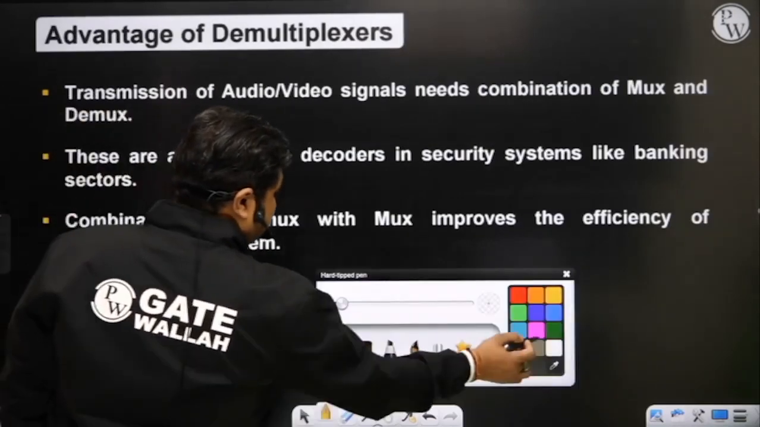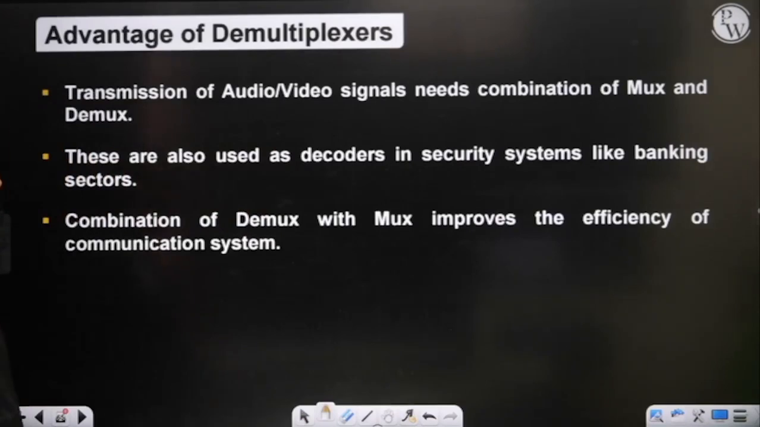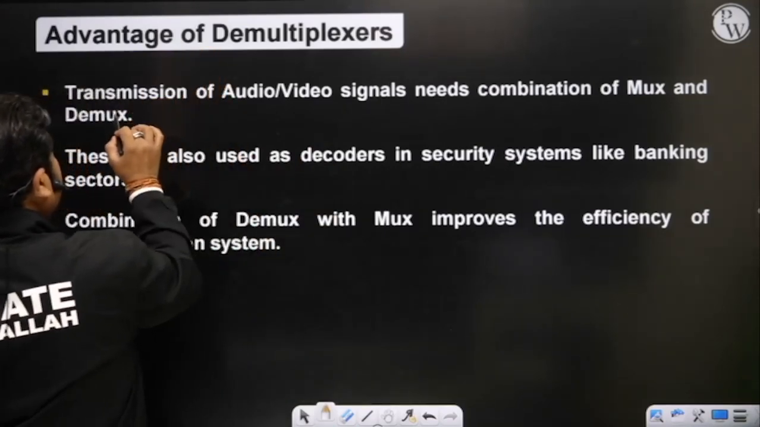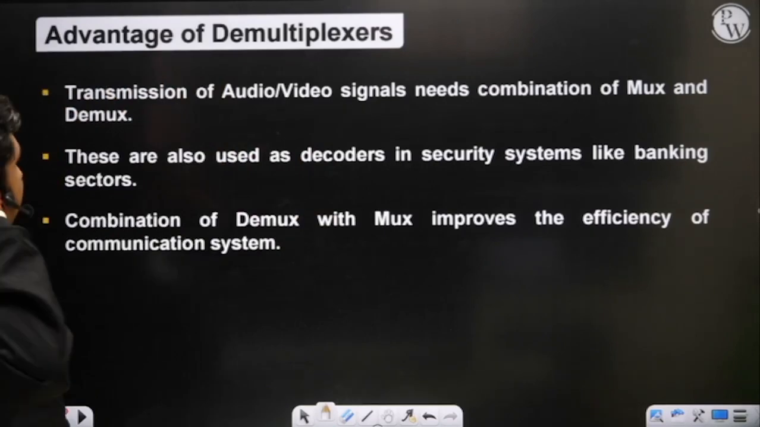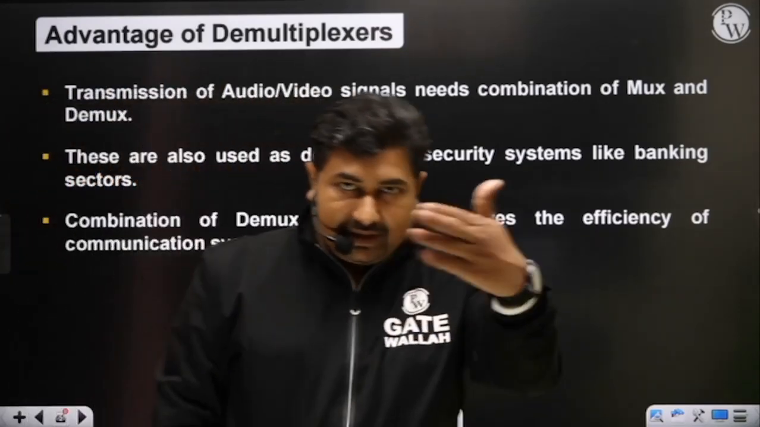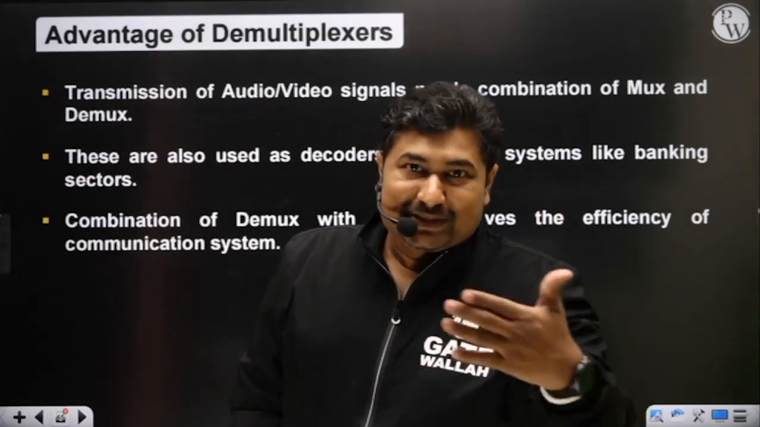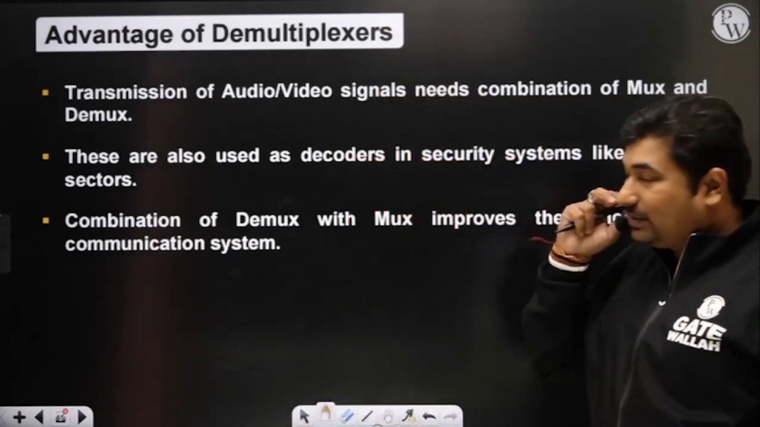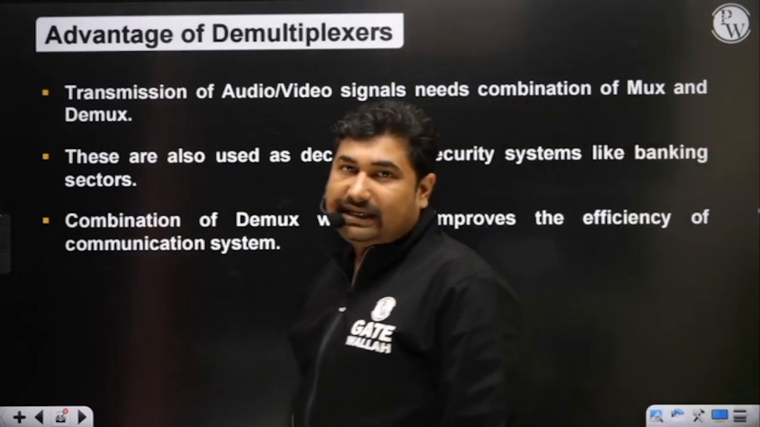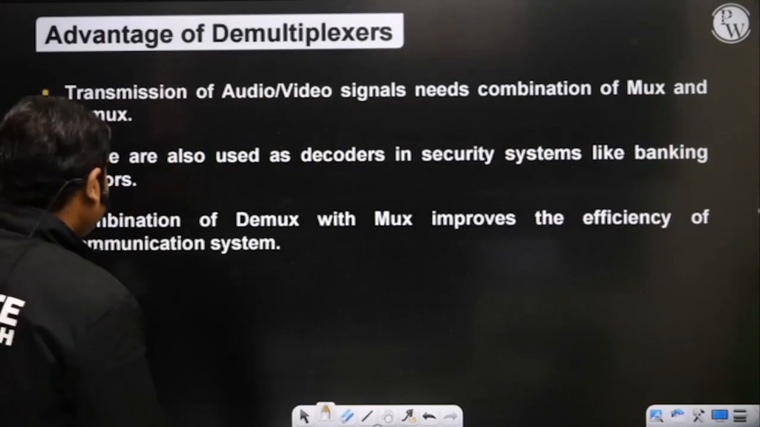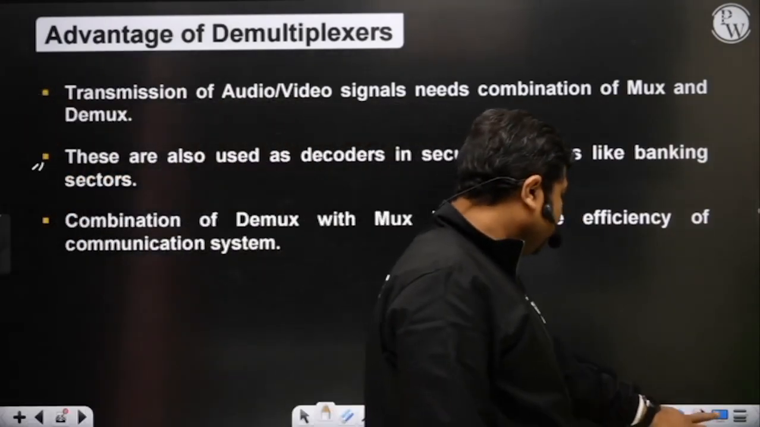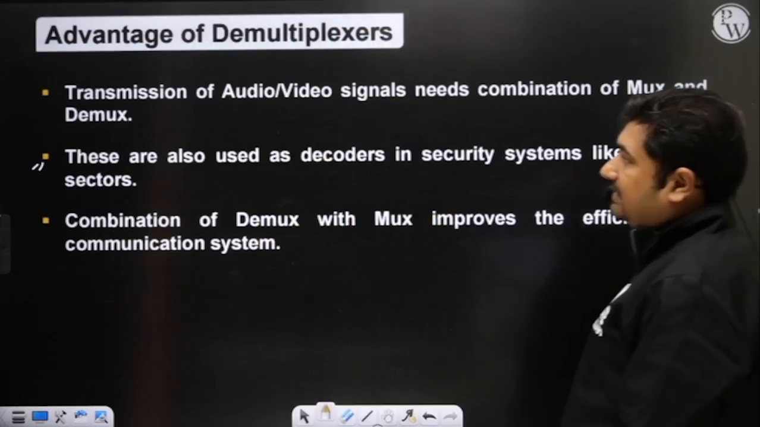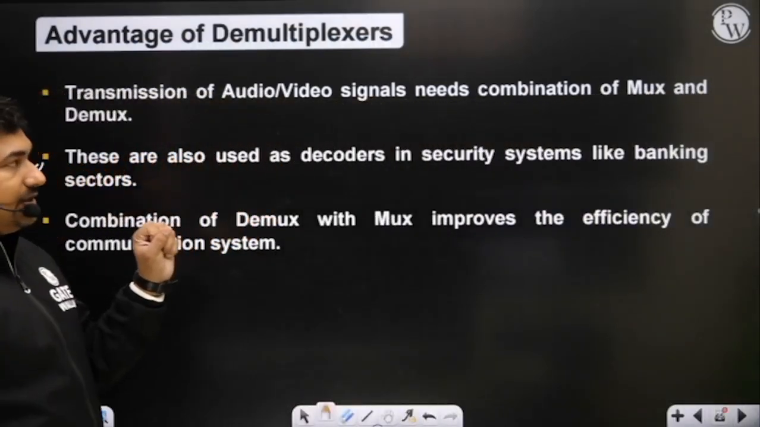Come to the next part, advantages and disadvantages. What are the advantages of the demultiplexer? Here it is advantages as well as applications. Transmission of audio and video signals needs a combination of multiplexer and demultiplexer. The way we are connected with each other uses multiplexer and demultiplexer operations. Is it okay? Yes, I have represented 1023. Great. Now, please see.